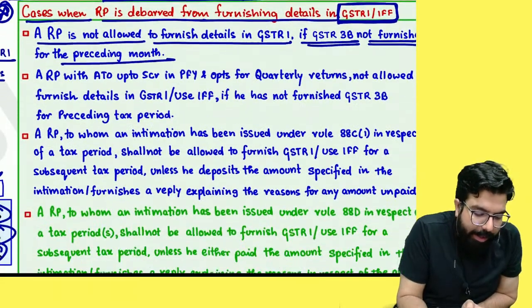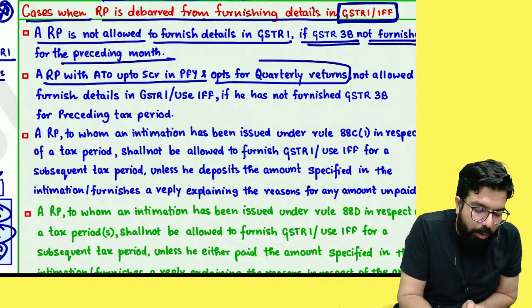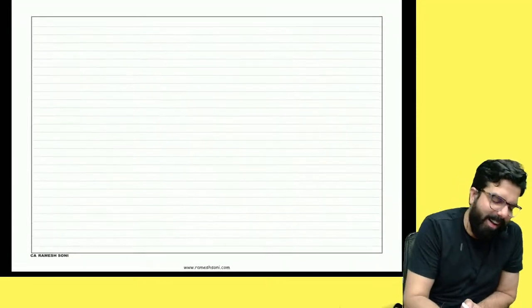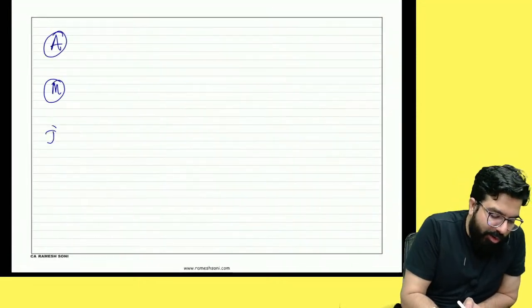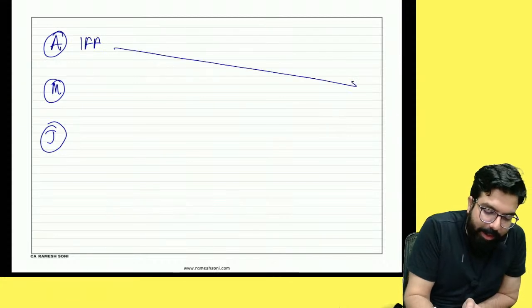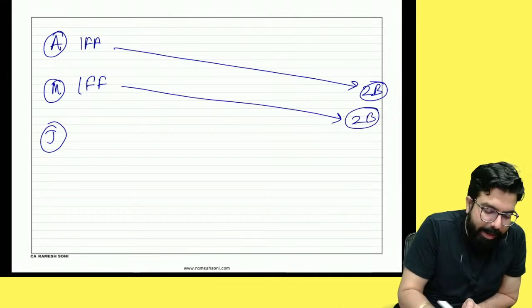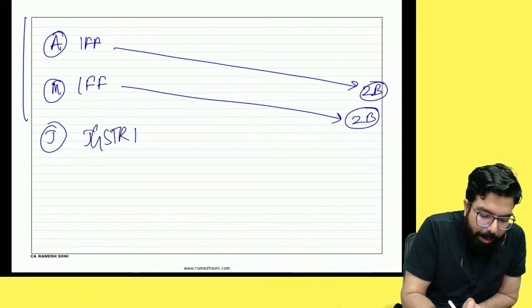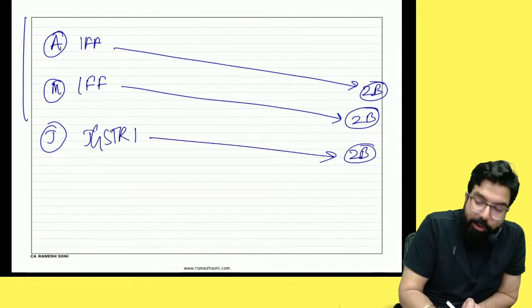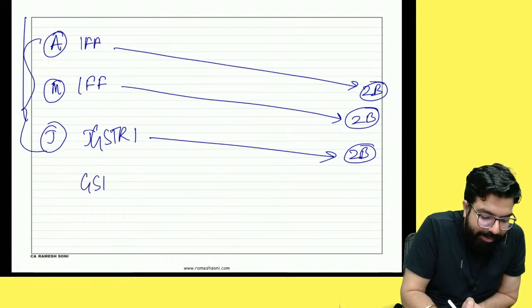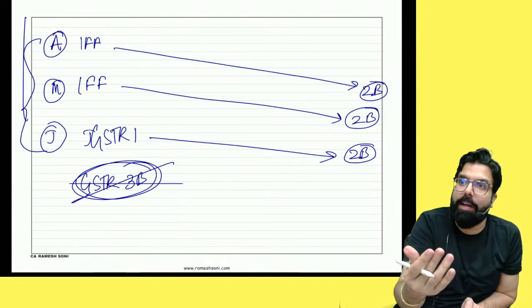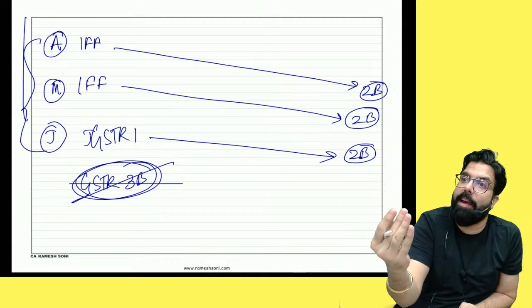A registered person with aggregate turnover up to 5 crore who has opted for quarterly return, means a person who is under QRMP scheme. He will tell government, April, May and June. April I'll do invoice furnishing, person will get the credit. May I will do invoice furnishing, person will get the credit. June month, for the full quarter I'll file GSTR 3B. Government is telling now, for the full quarter you will file GSTR 3B. If you don't file GSTR 3B, next quarter IFF also not allowed, GSTR 1 also not allowed.